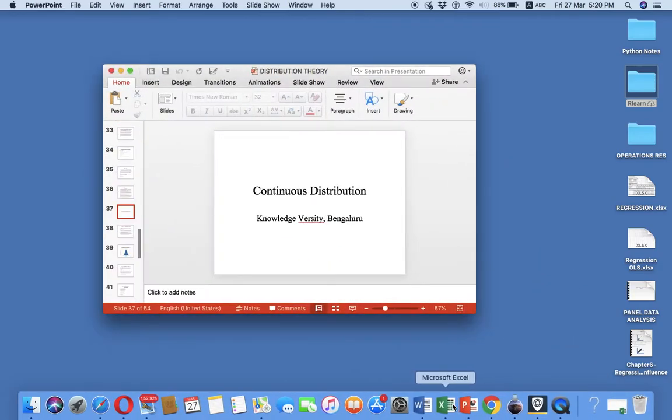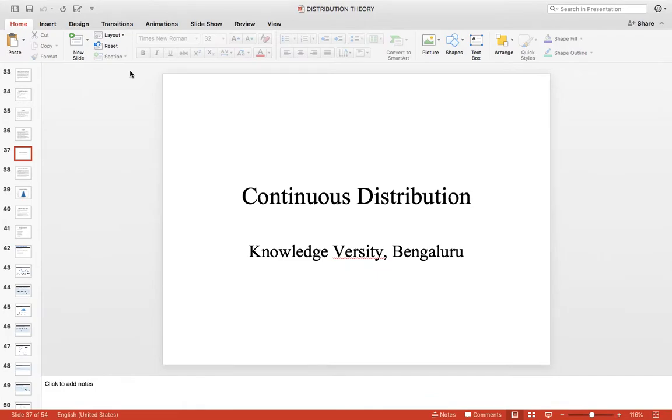We're now going to discuss continuous distributions. Continuous distributions are those which are fitted to variables which are continuous. They can take any conceivable value, and data like temperature, prices, and so forth are all examples of a continuous distribution.